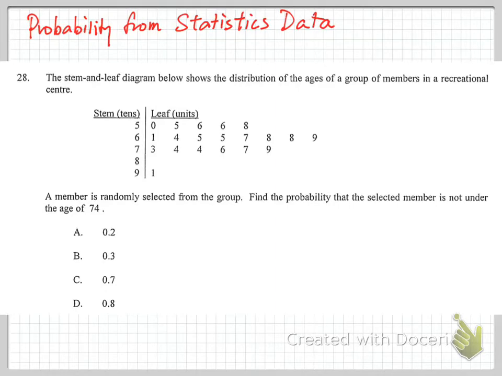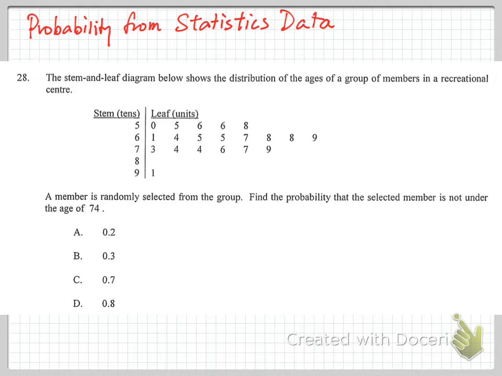Statistics and probabilities are closely related chapters in the DSC curriculum. In this short video, I want to show you some of the DSC questions on how to read the probability from statistics data. Namely, we want to look at stem and leaf diagrams, bar charts, and pie charts. So first up is a stem and leaf diagram.